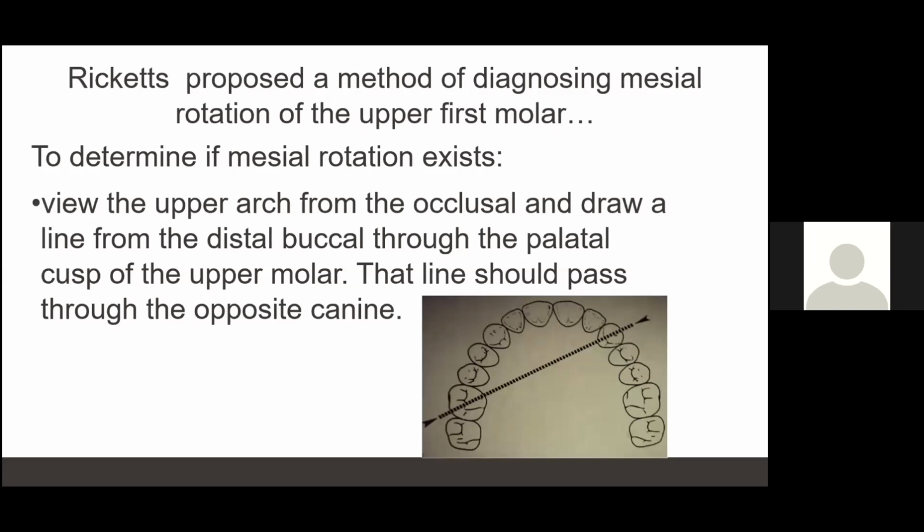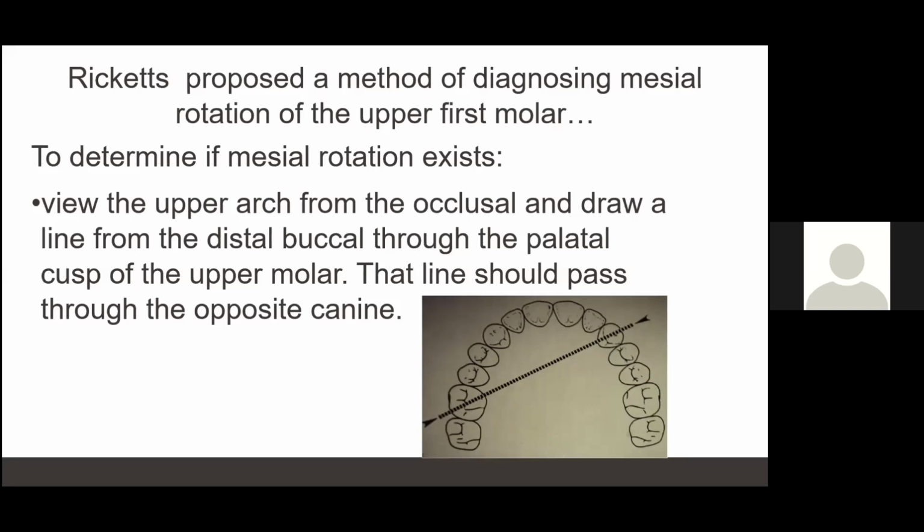Ricketts proposed a way of visualizing this. If you have a line and you drop from the distal buccal cusp to the mesiolingual cusp, it should bisect the cuspid on the opposite side. If that line visually goes distal to the cuspid, that means your molar is rotated mesial in.